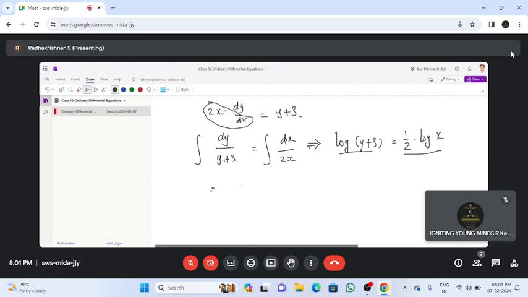Okay. So log y plus 3, we can bring the 2 to the other side to make it easy. 2 log y plus 3 equal to log x. Or log of y plus 3 whole square equal to log x. Because 2 log y plus 3 is log of y plus 3 whole square, right? So equal to log x. So this is what you get. So what next?